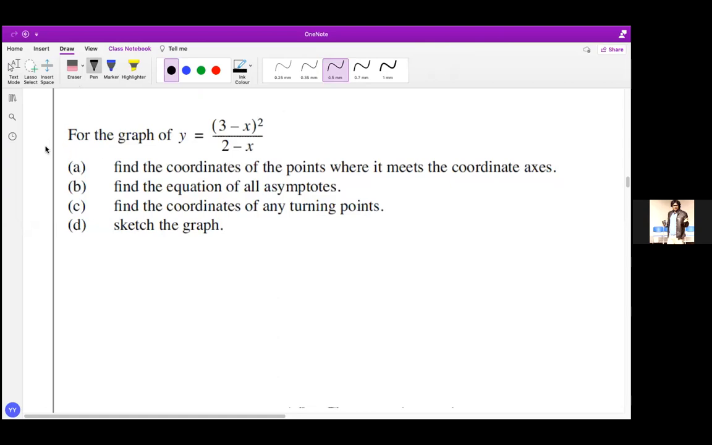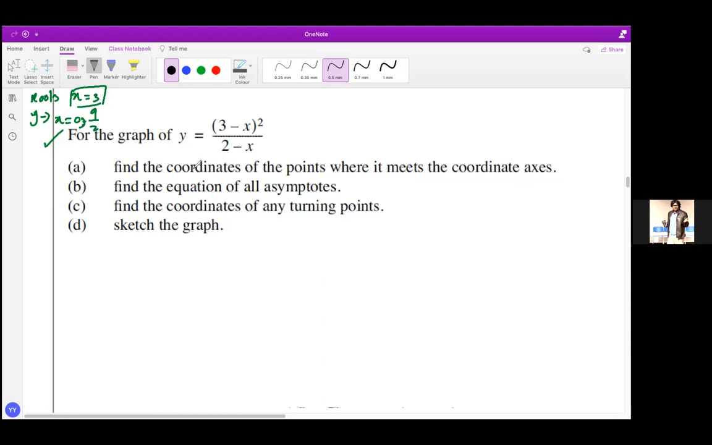Okay, so here we have been given a question that is obviously a rational function, and you have to find out where it meets the coordinate axes, and then you have to find asymptotes, turning point, and sketch the graph. So first thing is that, for roots, you equate the function to 0, you get x as 3. And for the y-intercept, you plug in x as 0. So if I plug x as 0, I get 9 over 2. So 9 over 2 is the y-intercept.